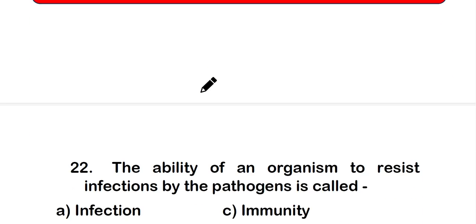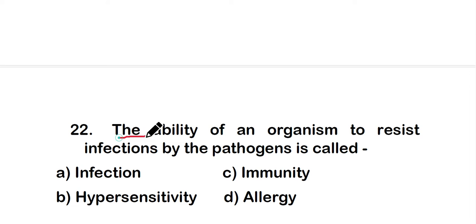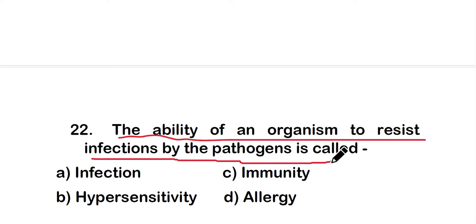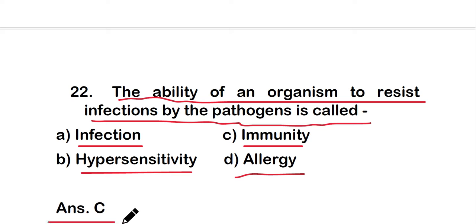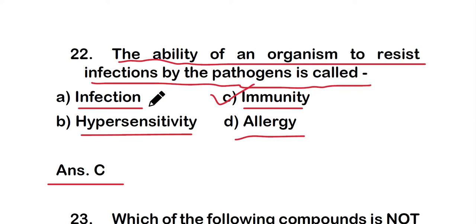So let's move on to question number 22. The ability of an organism to resist infection by pathogens is called: option A, infection; option B, hypersensitivity; option C, immunity; or option D, allergy. So which one is correct? The right one is option C, that is immunity. So what is immunity? The ability of an organism to resist infection by pathogens is called immunity.